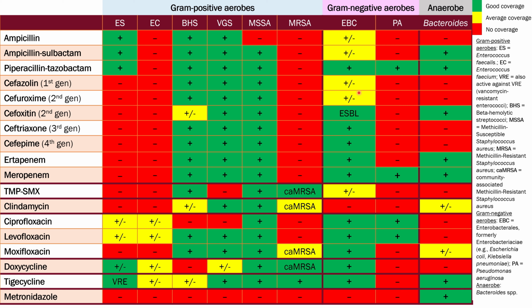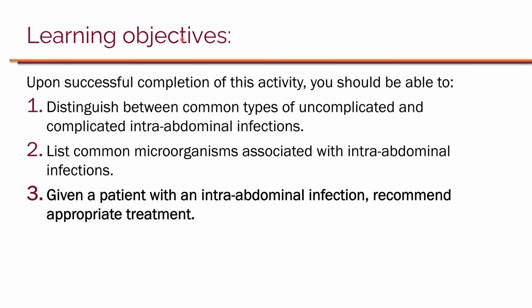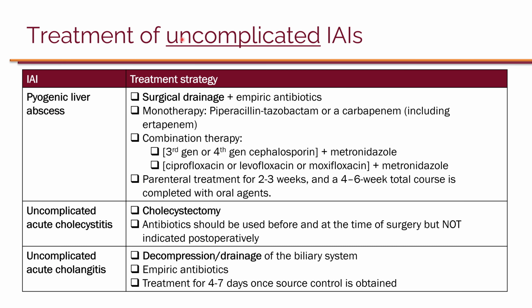Other things you can see on this table. We distinguish between common types of uncomplicated and complicated intra-abdominal infections and listed common microorganisms associated with intra-abdominal infections. Now, given a patient with an intra-abdominal infection, let's recommend appropriate treatment. Let's take a look at treatment of some uncomplicated intra-abdominal infections. These are in the absence of peritonitis.